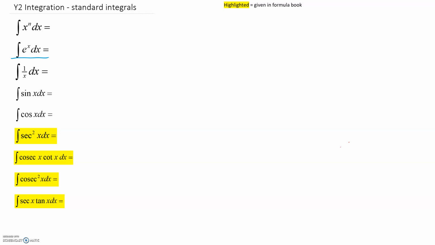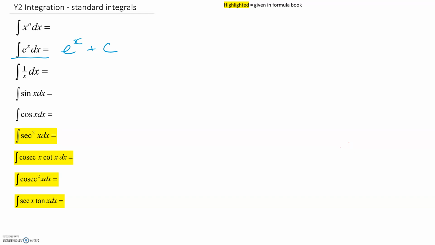you should know from differentiation that when you differentiate e to the x, you get e to the x. That's the point of the irrational number e, is that it differentiates to give the same thing. So when you integrate e to the x, you also get e to the x. Okay, don't forget you need a constant though when you're doing integration.